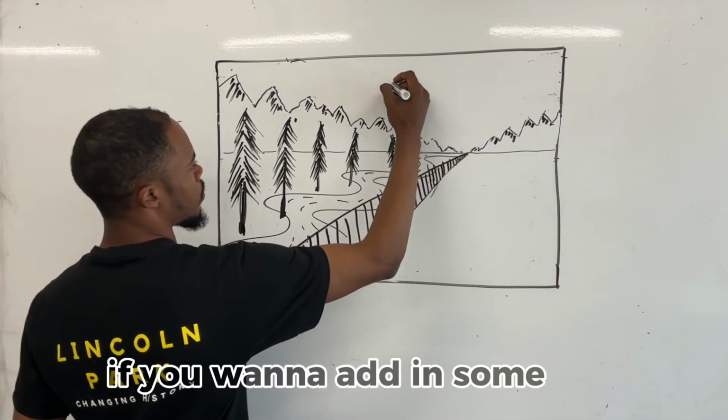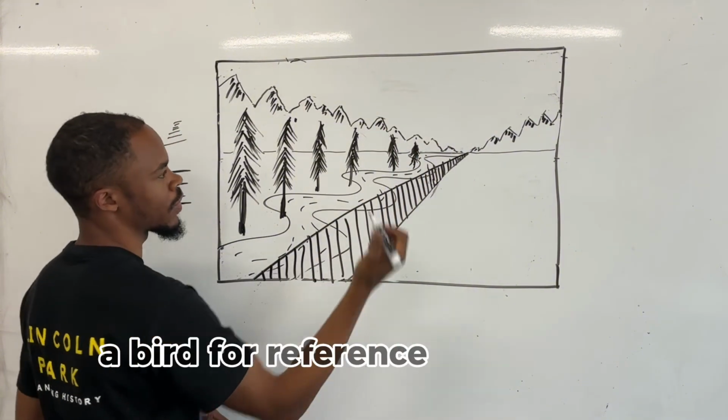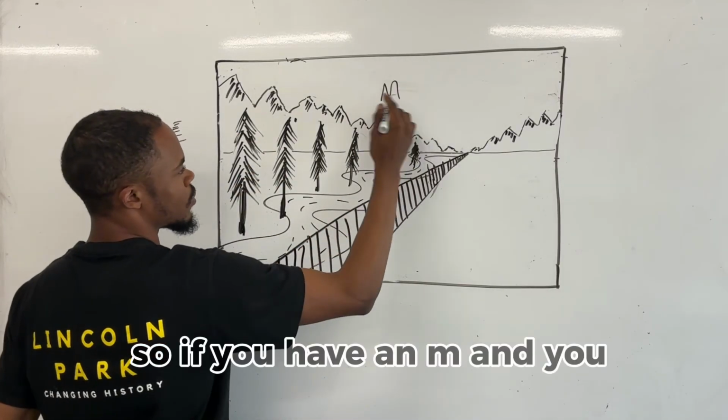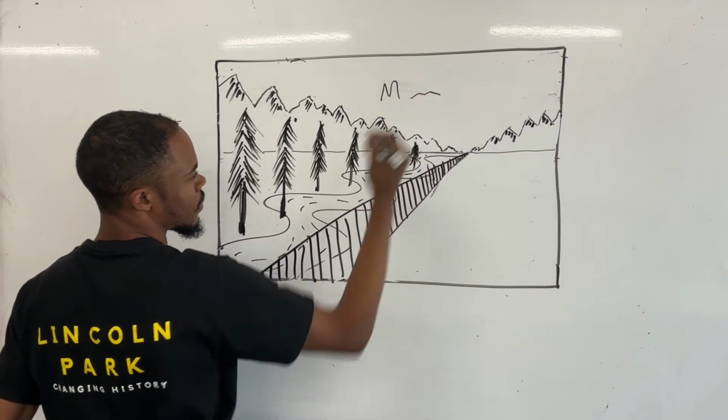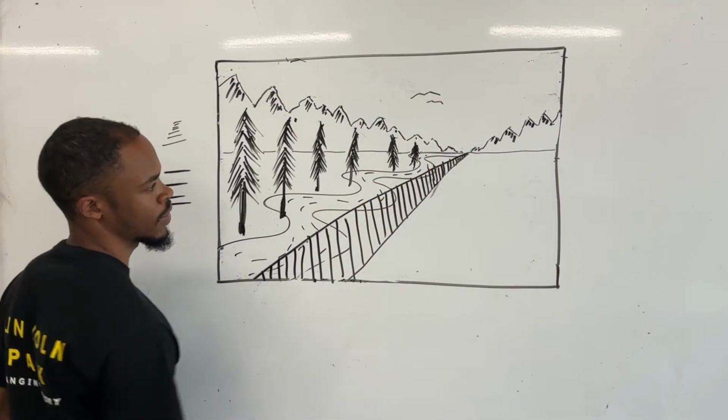If you want to add in some birds, a bird, for reference, is just like a squished M. So if you have an M and you squished it, just like that. Birds are just squished M's.